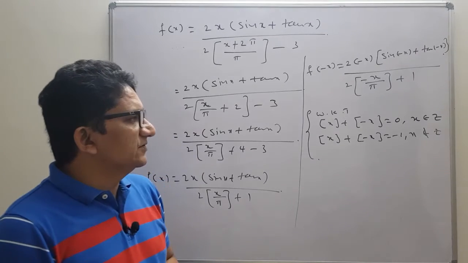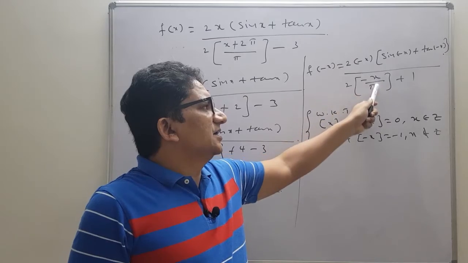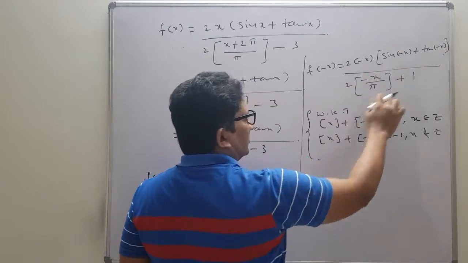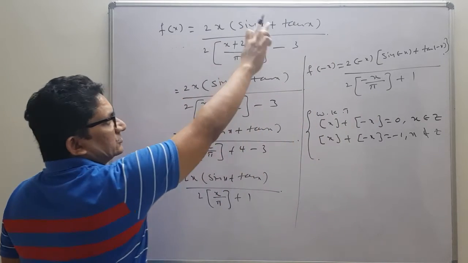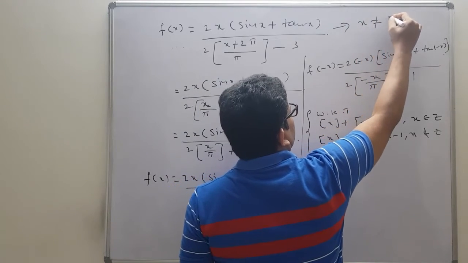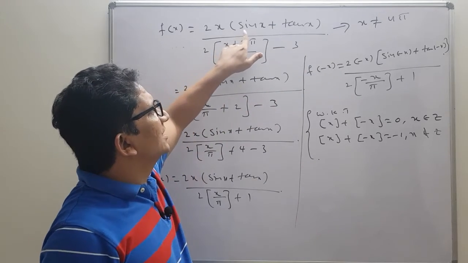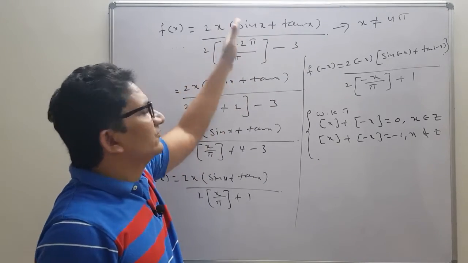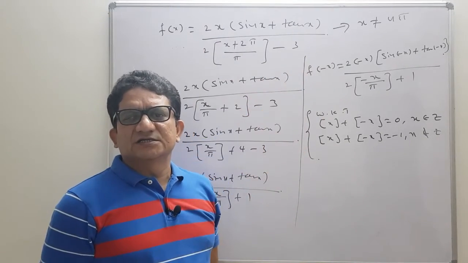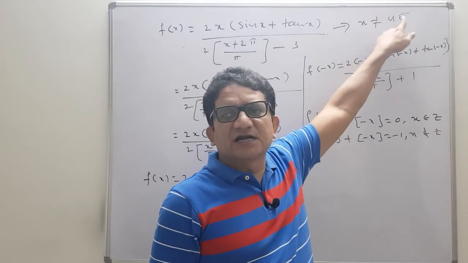Now here we are dealing with x by pi. We will check whether x by pi is an integer or not. In the original question it is confirmed that x is not equal to n pi. Because if x equals n pi, then the numerator will become 0, and then the function will become 0. So straight away f of x will be 0. That's why we take x is not equal to n pi. So here x cannot be equal to n pi.